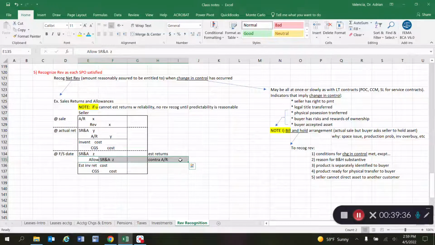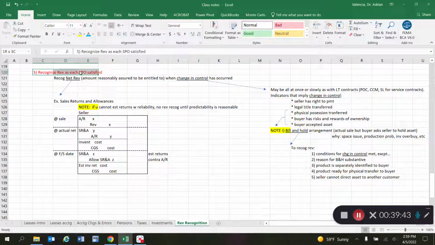But the point here is that I said, okay, what can we recognize now once we satisfy an SPO? We can recognize the net revenue. And if you have issues of variable consideration like sales returns and allowances, then you need to incorporate that in there so that you can reduce revenue. In this case, sales returns and allowances is going to reduce revenue for the amount that you think would give you net revenue.